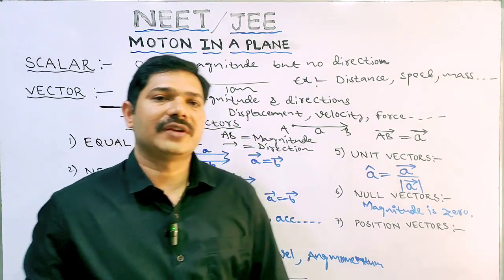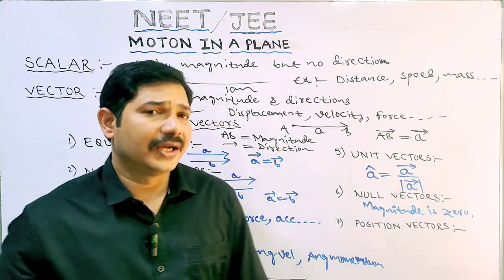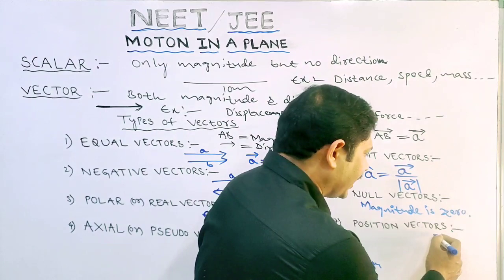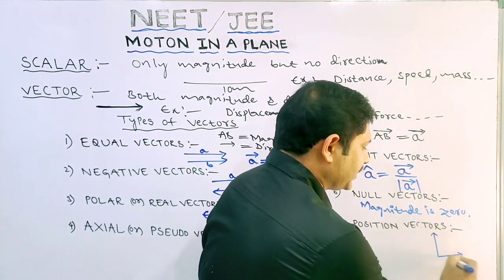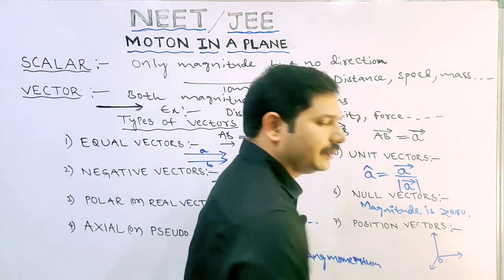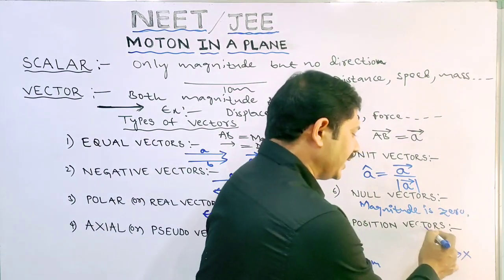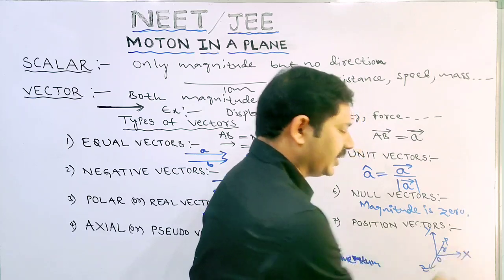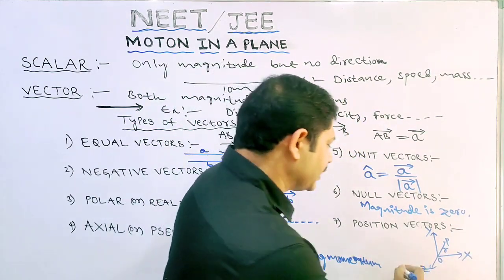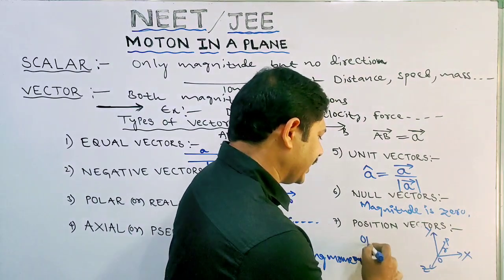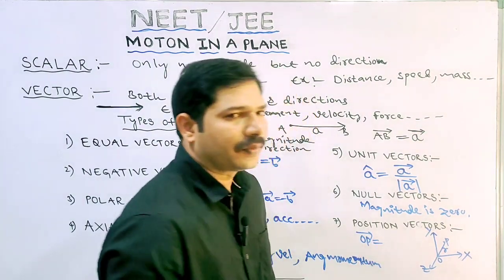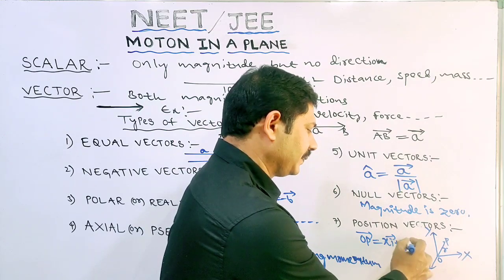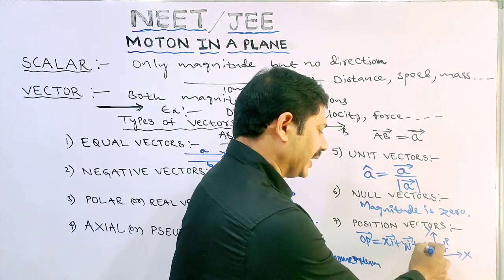The last one, position vector. The position of a particle is described by a vector. In a coordinate system, here in the xyz plane at the origin, a particle P is there at r distance. So we can write this position vector OP bar is equal to x i bar plus y j bar plus z k bar.